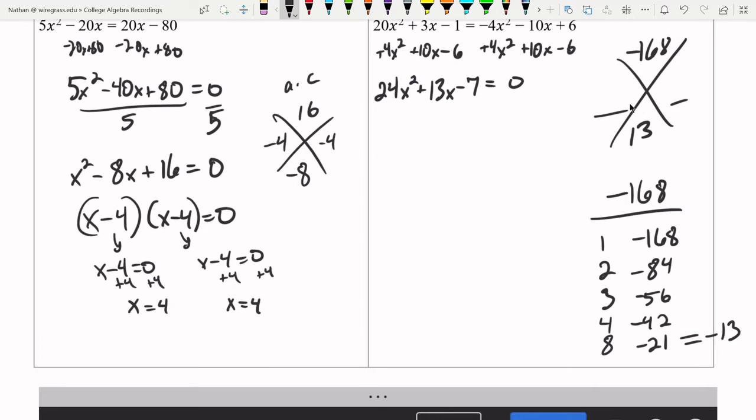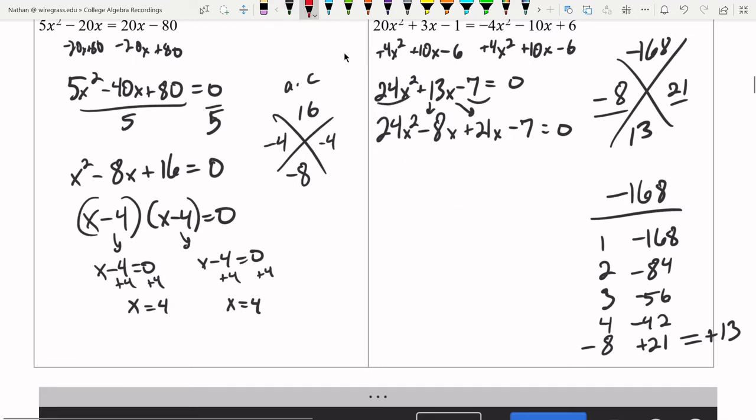Yep. I want positive 13, so all I have to do is flip the signs. And that will give me exactly what I want. Negative 8 times 21 is negative 168. Let me just double check that. Yep. And then they add to give positive 13. So we have 24x squared minus 8x plus 21x minus 7. Again, I just broke up the 13 into these two numbers and left these two the same.